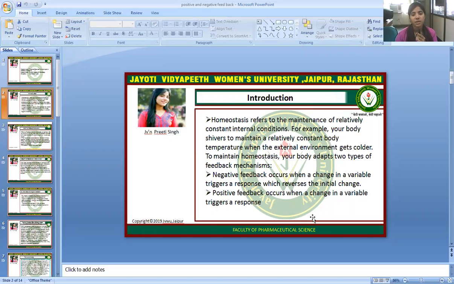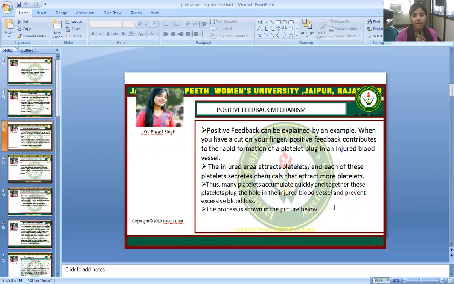First one is negative feedback, which occurs when a change in a variable triggers a response which reverses the initial changes. Positive feedback occurs when a change in a variable triggers a response. So now we come to the positive feedback mechanism. Positive feedback can be explained by an example.